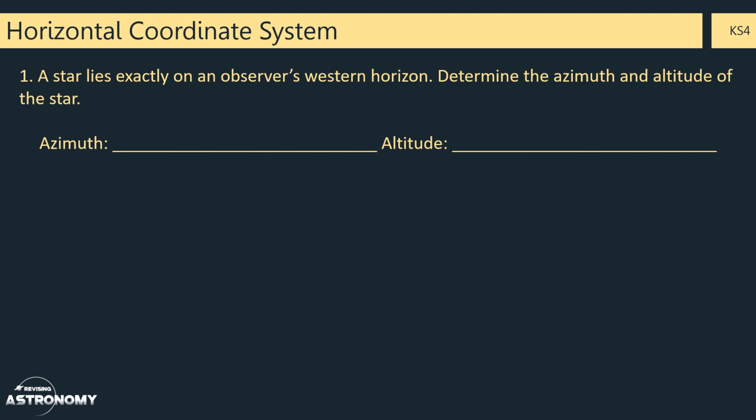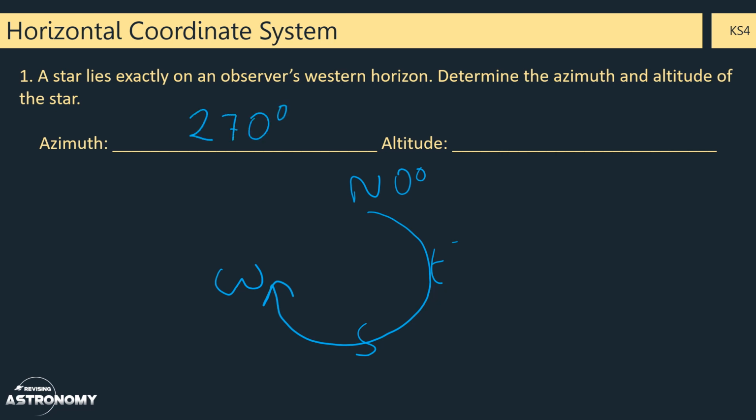So firstly, a star lies exactly on an observer's western horizon. So therefore we know the star's off in the west. We need to determine the azimuth and altitude of the star. So again, if we think of our compass points using north as 0 degrees, we know it's all the way around to west. So that's going to be 270 degrees for the azimuth to go all the way around. And we know the altitude, well, it says it's on the horizon. So if it's on the horizon, there's our horizon, and there's our zenith, it's going to be 0 degrees.